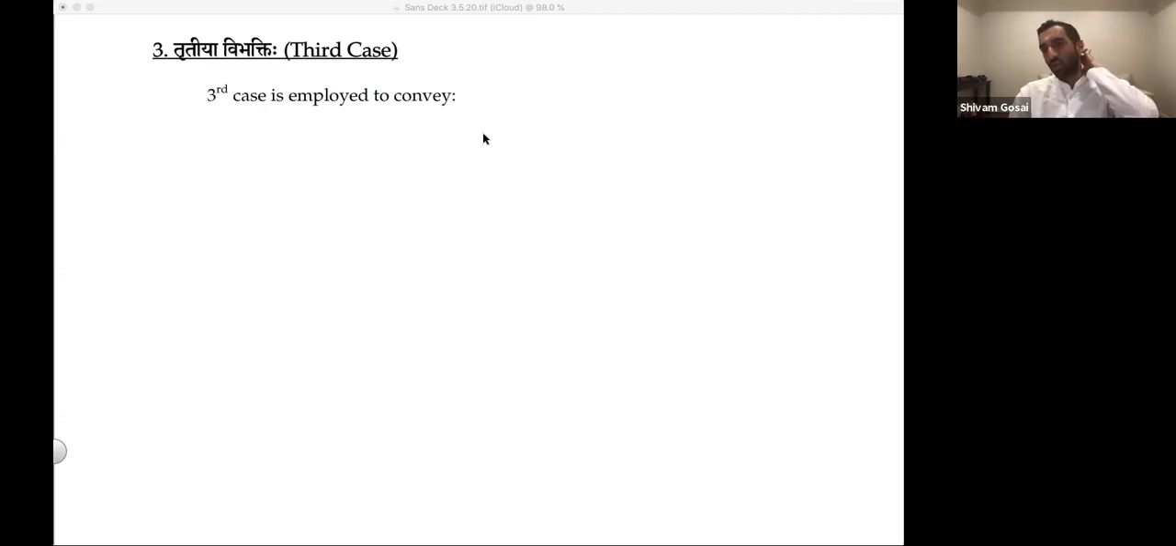We can't say the two suns are seen by the sun, because that sun is in the second case. So it can't be the karta, it can't be the doer. Even in karmani prayoga, it can't be the doer of the action.